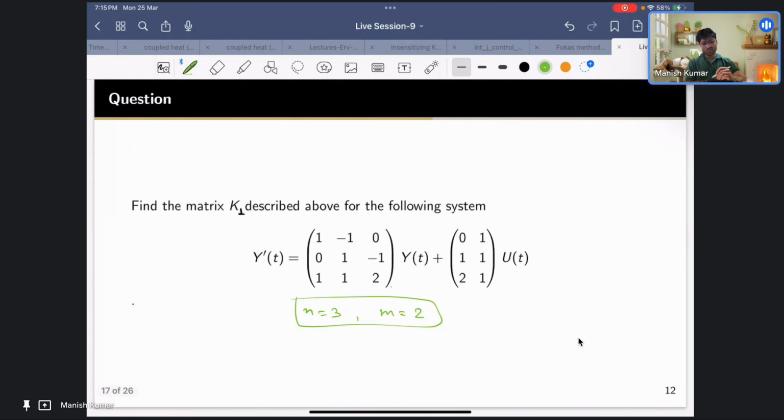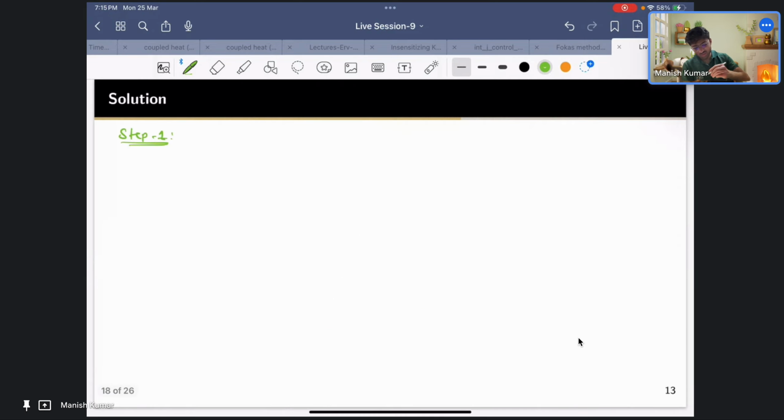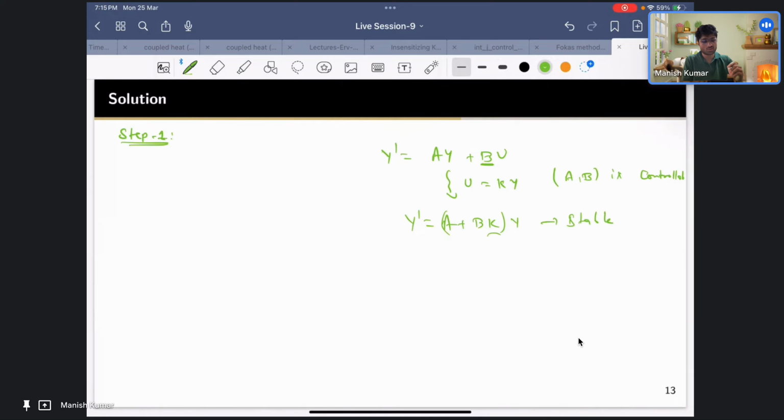So over here, what our goal is for stabilization, let me repeat it again. Suppose you have this kind of system. Now from here you want to find u as Ky so that y prime equals A plus BK y. This system is stable. This is your goal, right? And you are using the pole shifting theorem basically. So this is possible when you know that (A, B) is controllable, right? Using the pole shifting theorem you can conclude this.